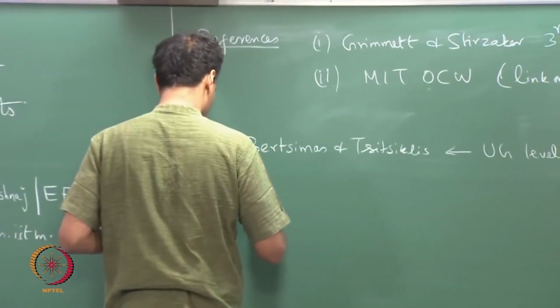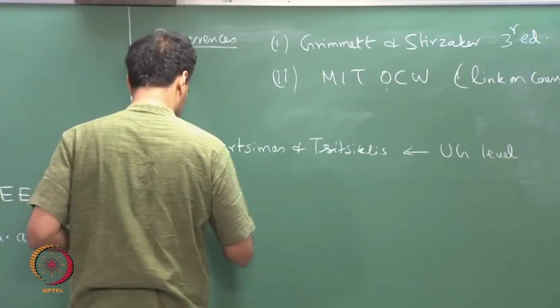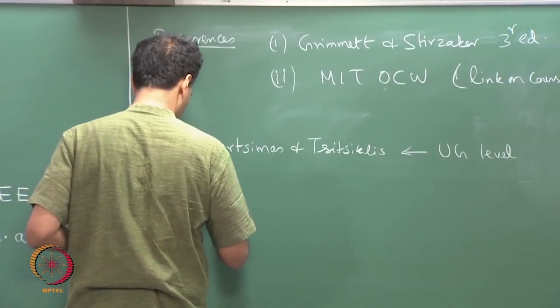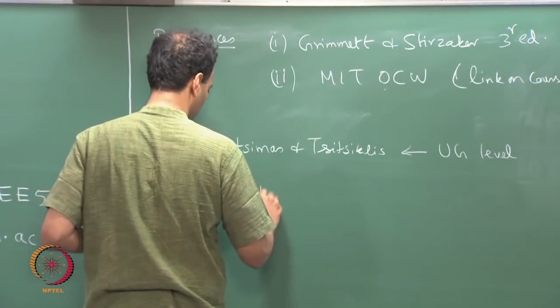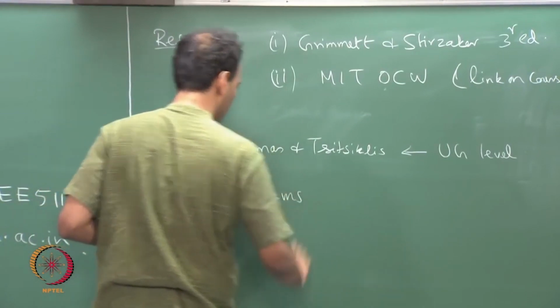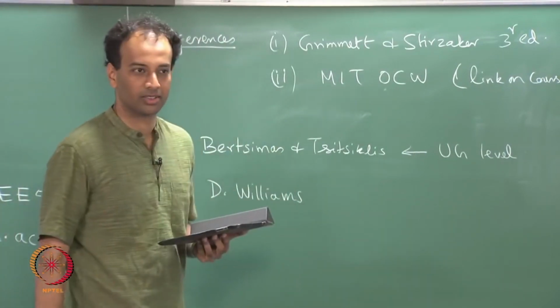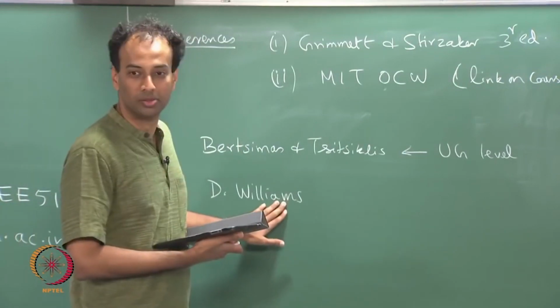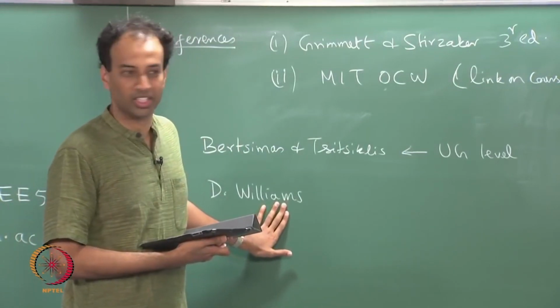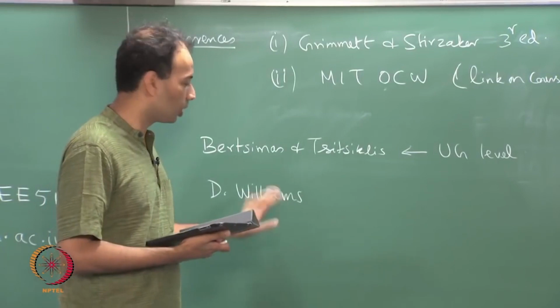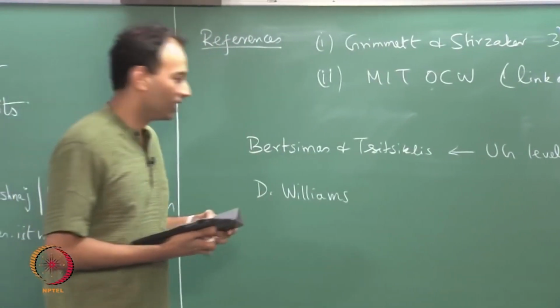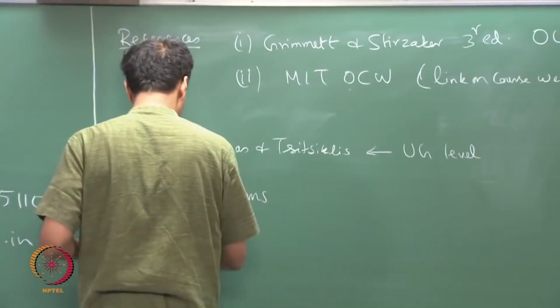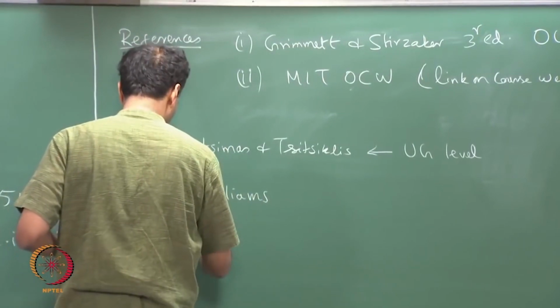And there is David Williams, Probability with Martingales. This is a beautiful book, but it's more advanced than what we will need, what we will cover. But there are certain topics here which are just beautiful. So this is one, and there's one by Rosenthal.